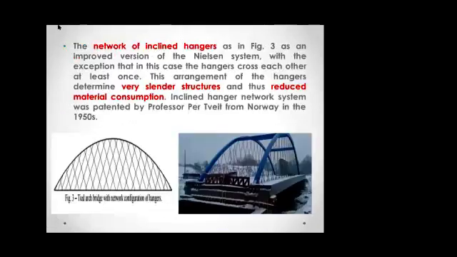And the network of inclined anchors, figure 3. This is the third type of anchor arrangement, an improved one. It is the improved version of the Nielsen system, with the exception that the anchors cross each other at least once. This arrangement of the hangers determines a very slender structure and thus reduces the material consumption. The inclined anchor network system was patented by a professor in 1956. You can see in the figure an example of how the third type of bridge works.